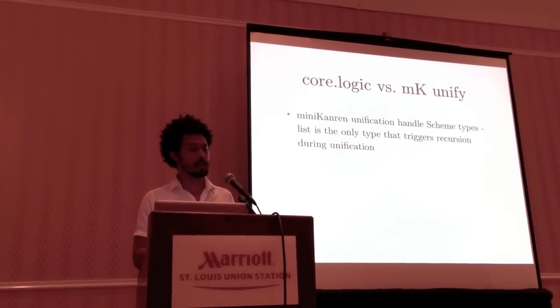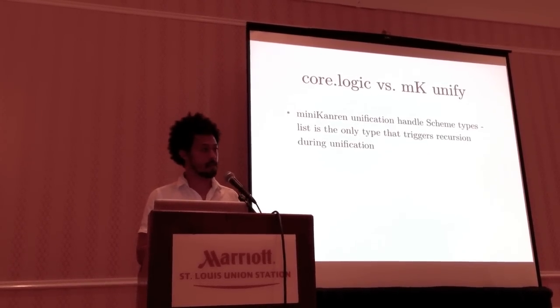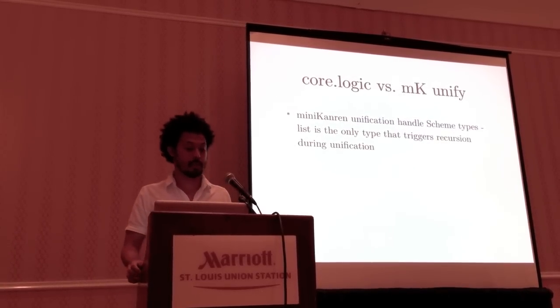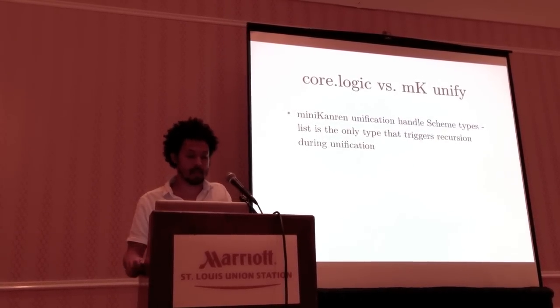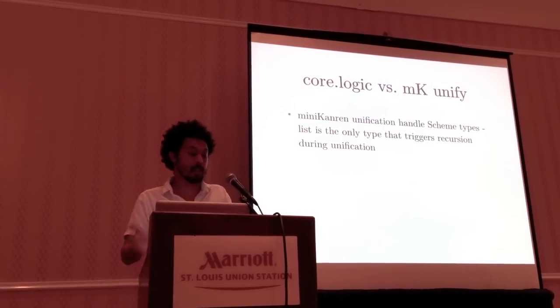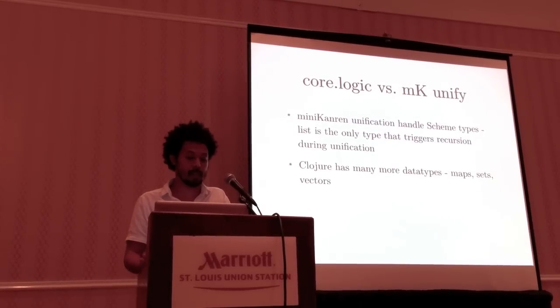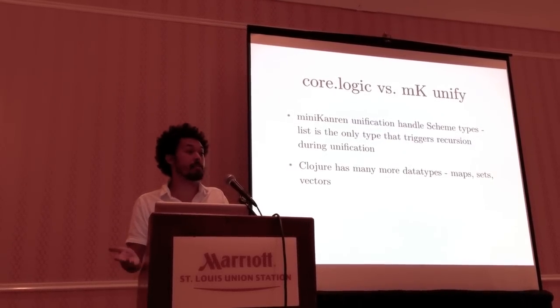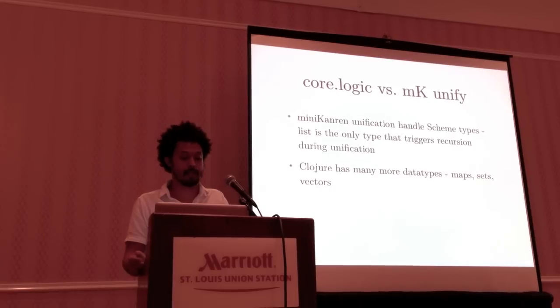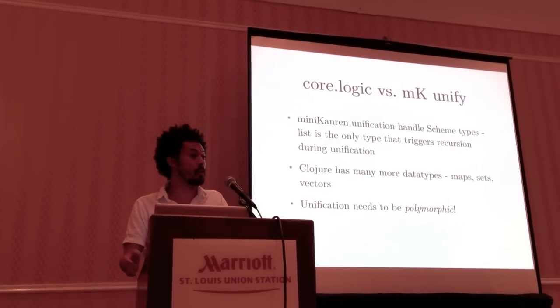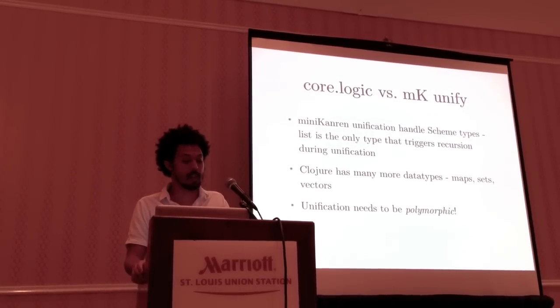core.logic and miniKanren are slightly different in the way they deal with unify. miniKanren only really deals with Scheme types because that's all it needs to. List is the only type that triggers any recursion during unification. Clojure has more data types: maps, sets, and vectors. And this means that people are going to want to unify these types. So unification needs to be polymorphic, and it needs to be open.